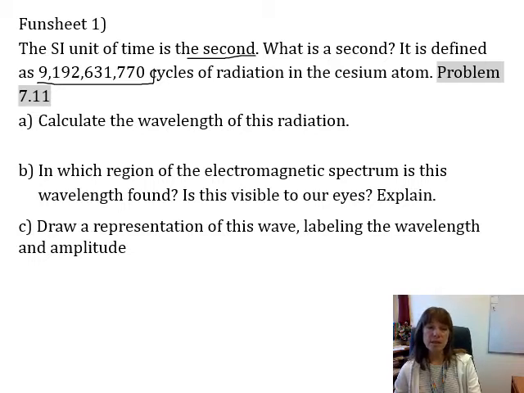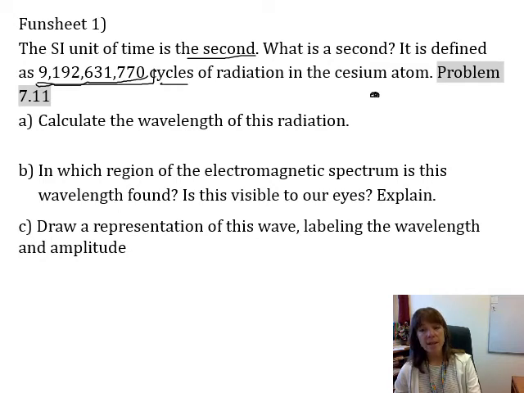This second definition is defined as, I don't even know, was 9. Let's see, this is million, this is billion, is this 9 billion? This is a huge number. Cycles of radiation in the cesium atom. Now cycles, what does that mean?